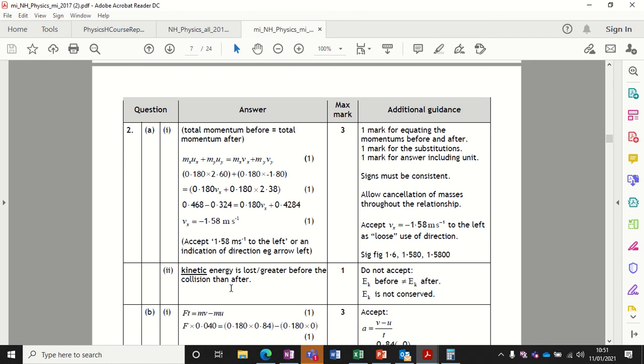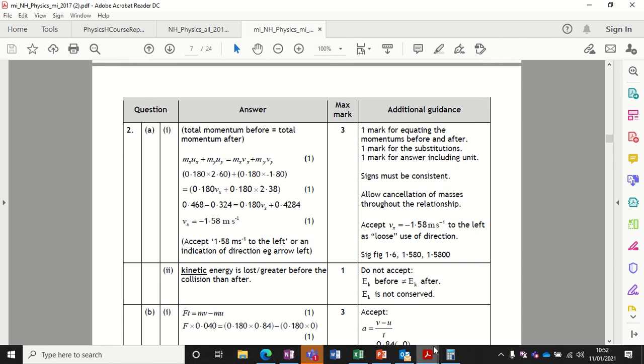Now, key thing here with the marking instructions, anything underlined has to be included in your answer. Okay, anything in brackets doesn't have to be there. So that's the expected answer, but you can see here what's not accepted. So EK before does not equal, using the do not equal symbol, EK after, or to say that EK is not conserved. Neither of those are acceptable answers. So although my answer is not the exact same word for word, I feel that I have answered it by saying kinetic energy is lost.